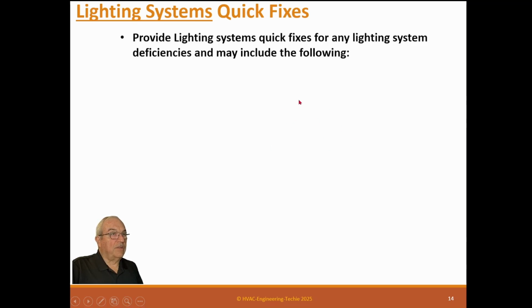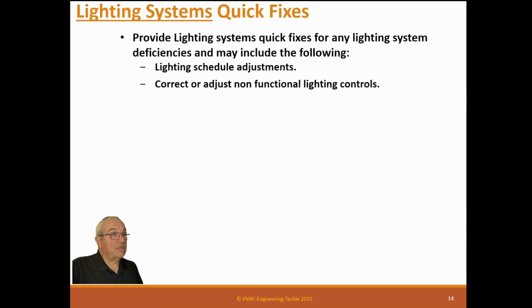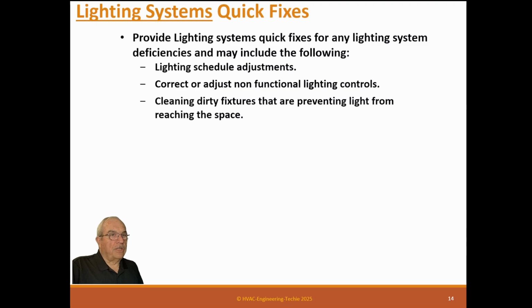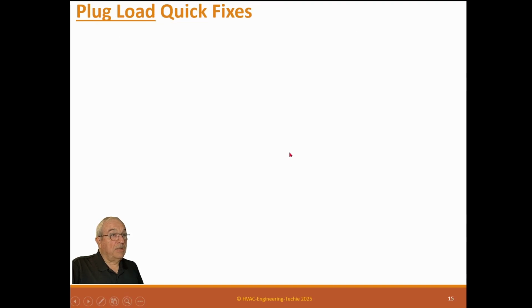Provide lighting quick fixes or lighting schedules. Make sure that the lighting is on the right schedule. Correct or adjust non-functional lighting controls. Cleaning dirty fixtures that are preventing light from reaching the space. If you've got fluorescent tubes, or even LED tubes, as the lenses get dirty they start restricting light, so those need to be cleaned.